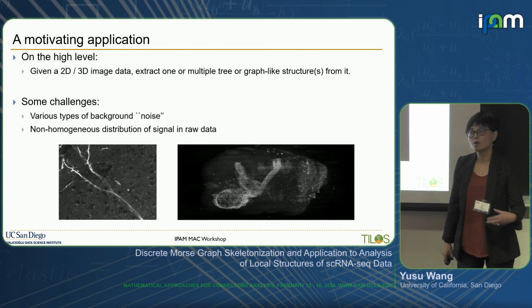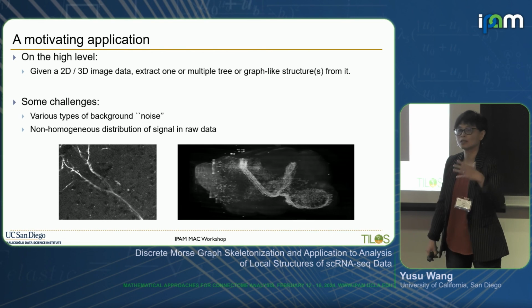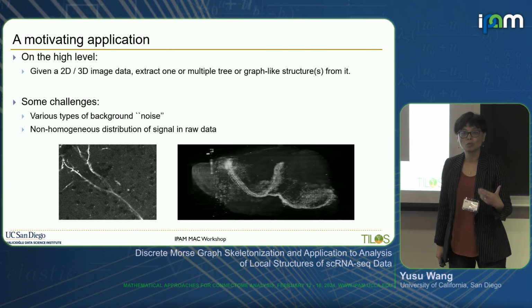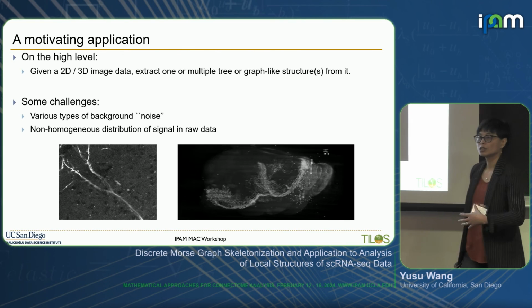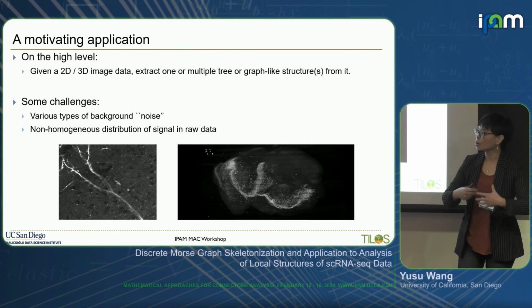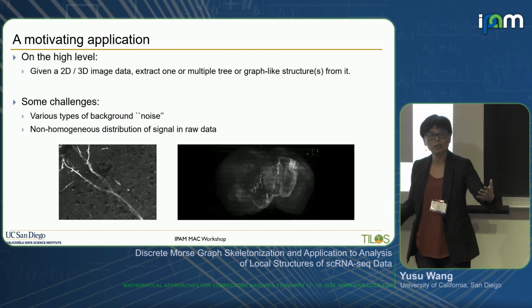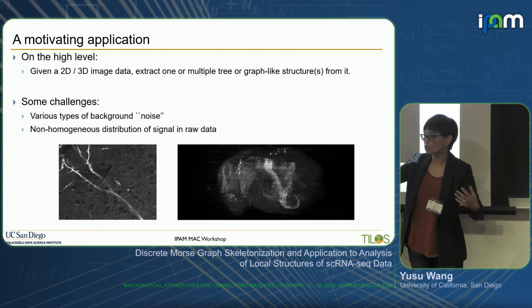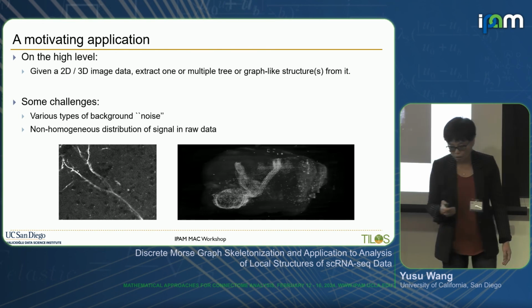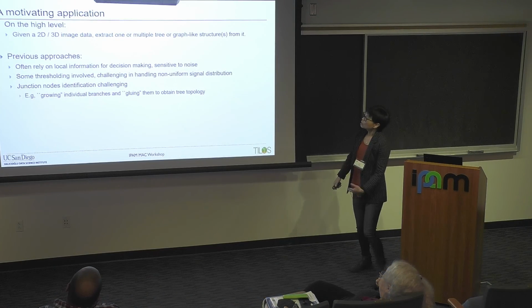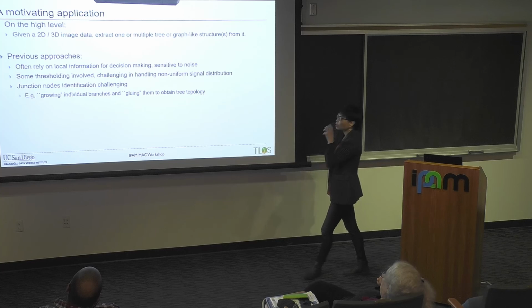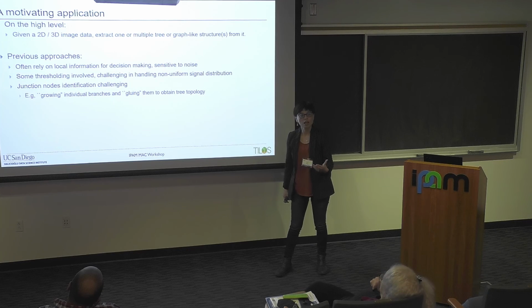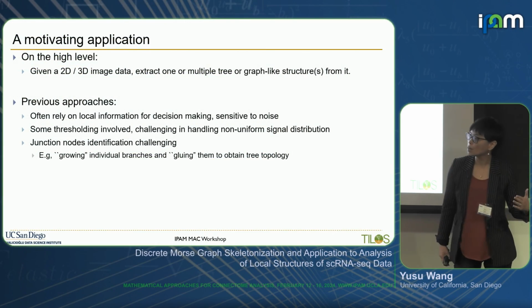Also, think about the distribution of the signal, where the density indicates the strength of your signal. This distribution can often be non-homogeneous. With tracer injection data, close to the injection site you have a very strong signal, but far away you have a weak signal, and sometimes the signal disappears and then comes back, giving a little dip. Traditional approaches very often rely on local information to decide whether I am near a structure or not on a structure.